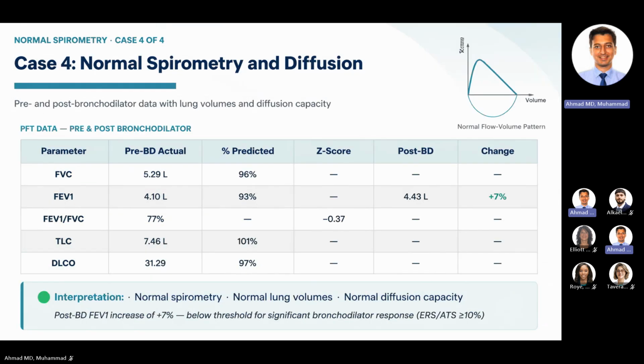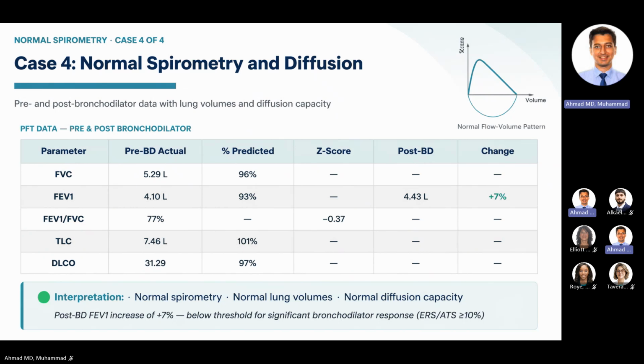Case 4, normal spirometry, again. FEV1 FVC ratio of 77%, above 70%, which is normal, and the z-score shows minus 0.37. Look at the FEV1, 4.10 liters, 93% of predicted. The FVC, 5.29 liters, 96% of predicted. So essentially normal spirometry.